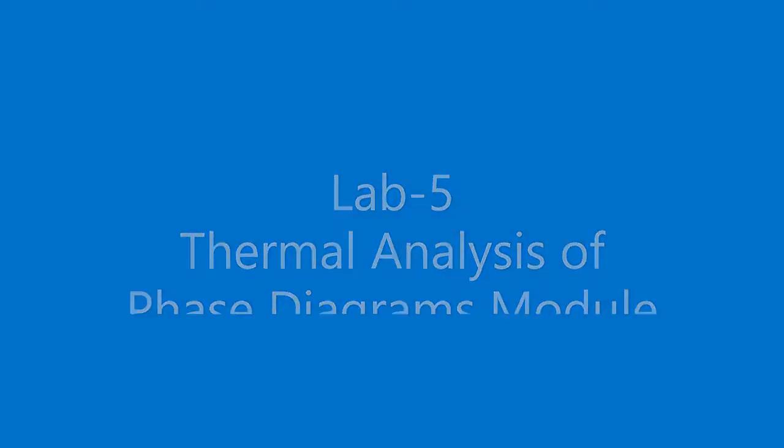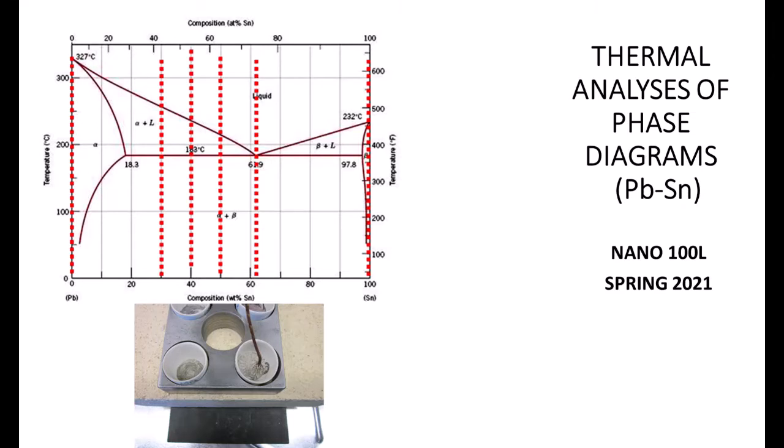Lab Module number 5, Thermal Analysis of Phase Diagrams. In this module, we will use thermal analysis to determine the liquidus and solidus temperatures across a series of alloys in the lead-tin binary alloy system. We will use the technique to relate the compositions of the alloys to the corresponding variations in liquidus and solidus temperatures in the phase diagram.